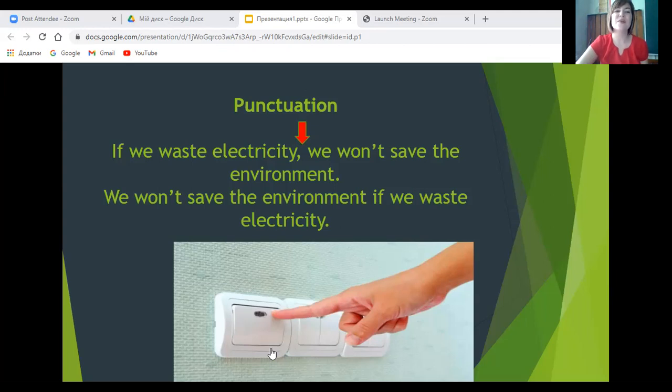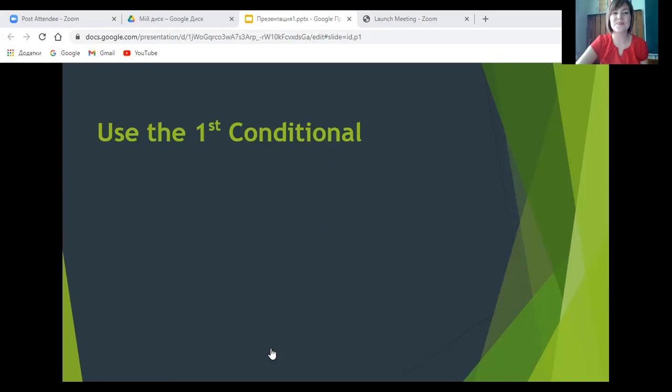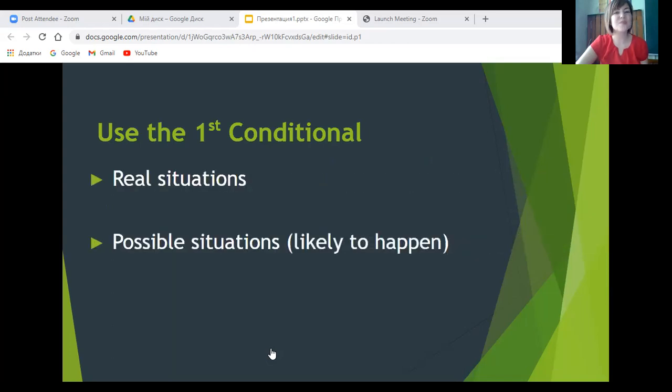Now if we switch those around and the result comes before the condition, then we don't need any comma, guys. For example, we won't save the environment if we waste electricity. And one more fact you're sure to remember about the first conditional is that we use it to talk about possible situations that are likely to happen.